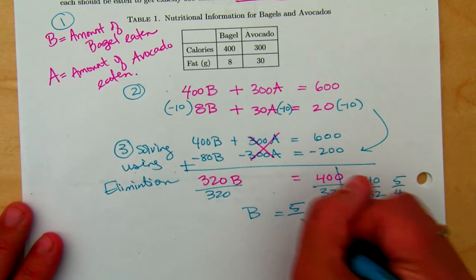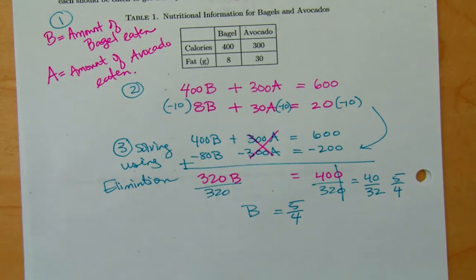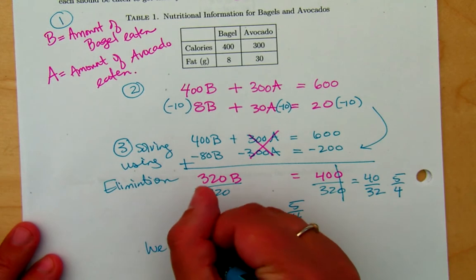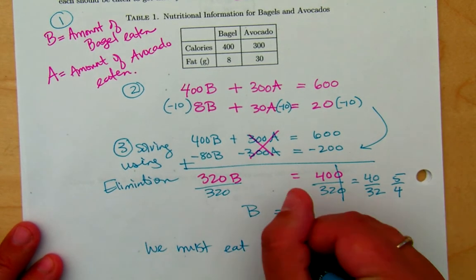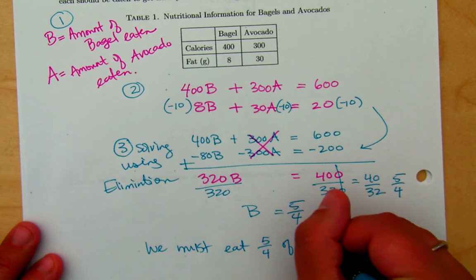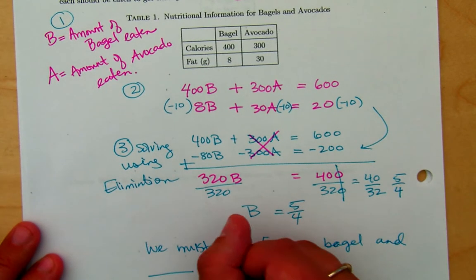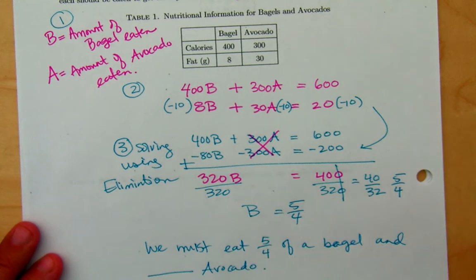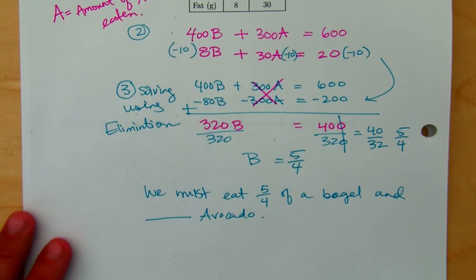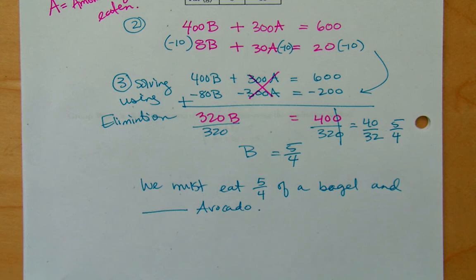So actually I'm going to have more than one bagel, aren't I? I'm going to have 5/4 of a bagel, and now I'm going to have how much avocado? So we must eat 5/4 of a bagel and blank avocado. How will I find out how much avocado I get to eat? That's the better one, I think. I prefer the avocado to the bagel, personally.